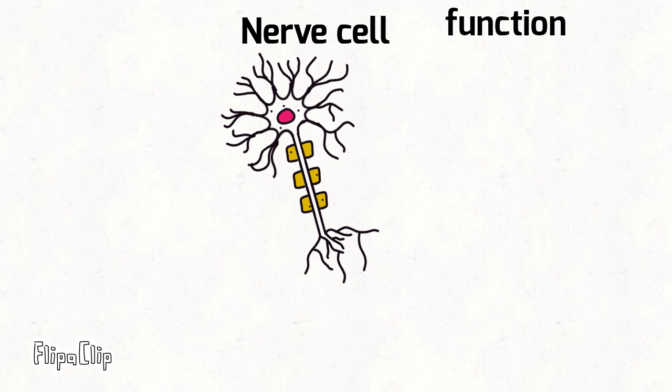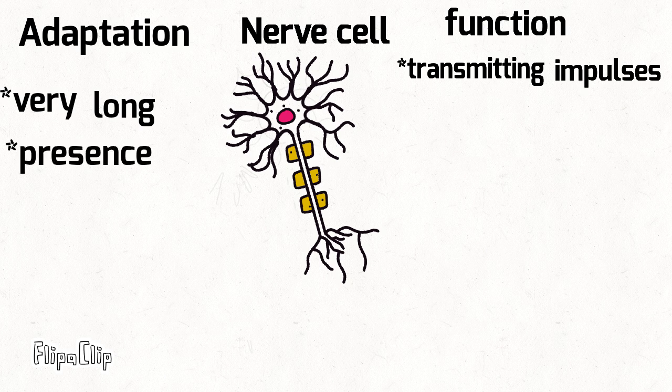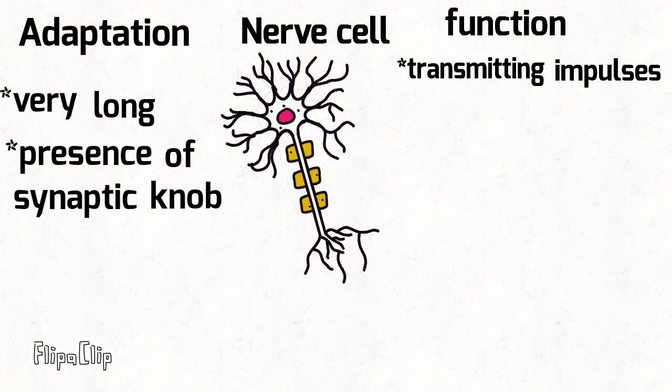The nerve cell is responsible for transmitting impulses, and they are very long so they can take information over long distances through the body. They also have connections at each end so they can connect up to the next receptor or the next nerve cell.